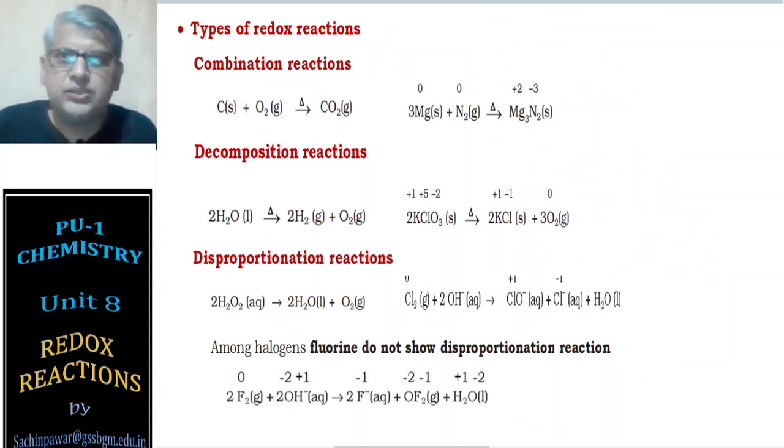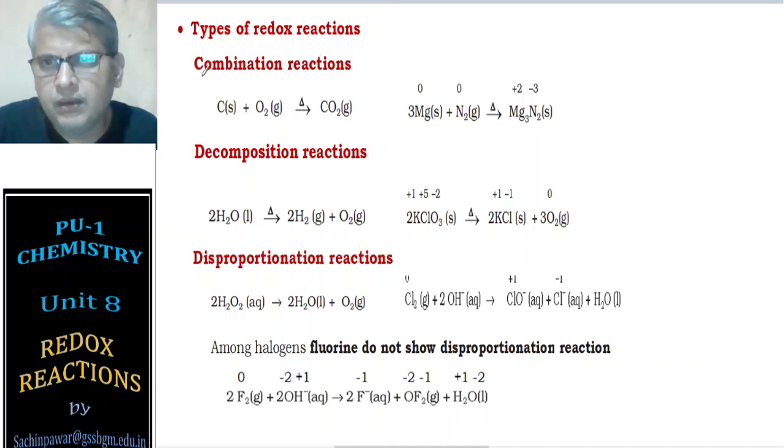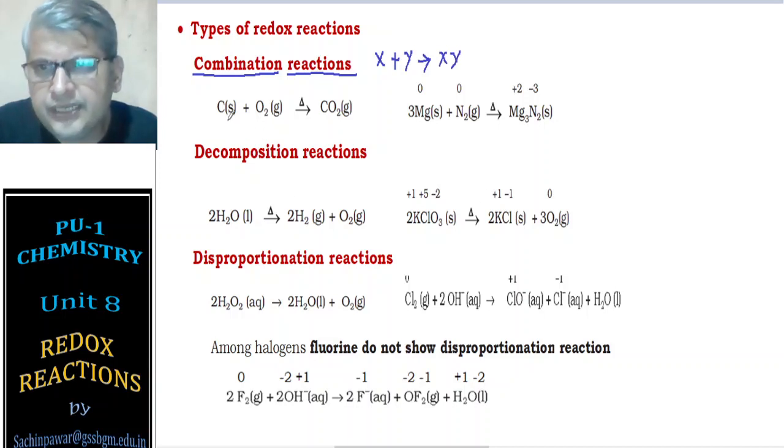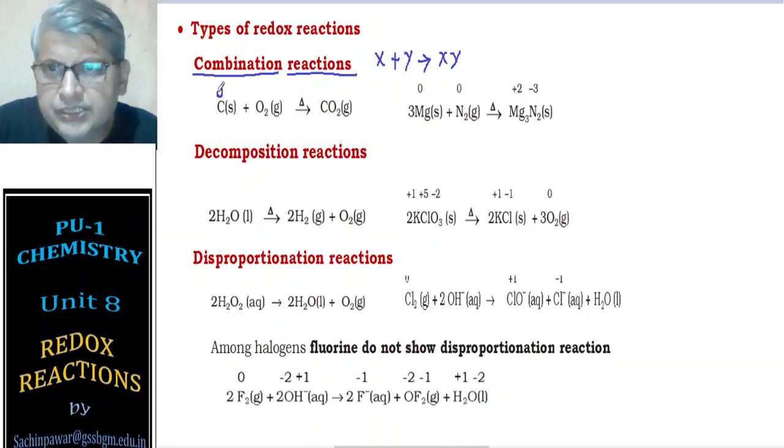So let's see some examples of redox reactions. Here are the examples, you can go through them. First is the combination reaction, where X combines with Y to form XY. If you see carefully here, carbon is combining with oxygen to form carbon dioxide, so it is a combination reaction. To see whether it is a redox reaction or not, the oxidation number is 0 here, 0 here, and on the product side oxygen is -2, so carbon is X minus 4 equals 0, meaning it is in the +4 state.